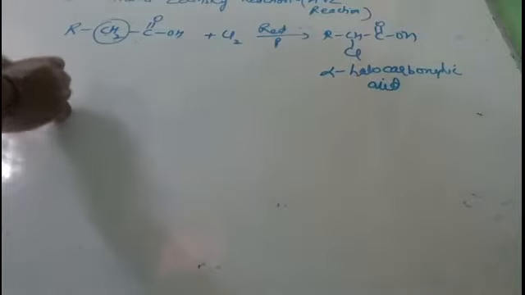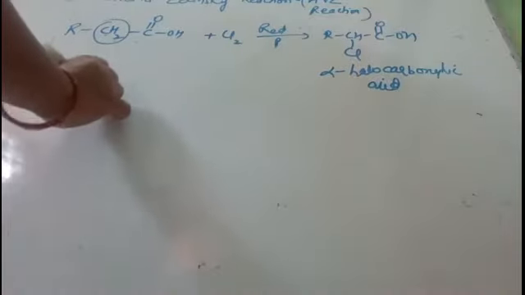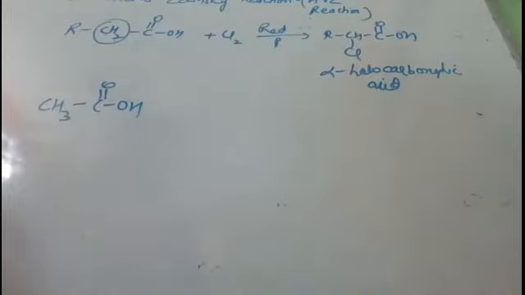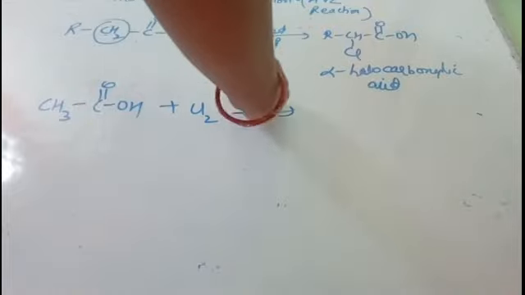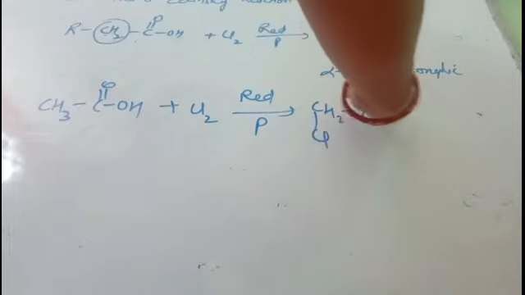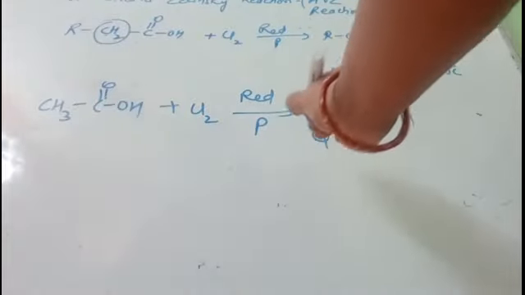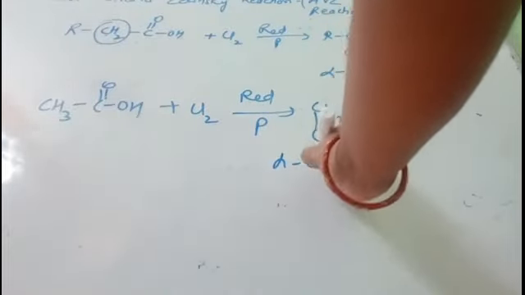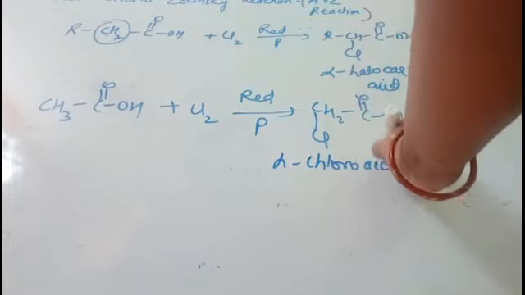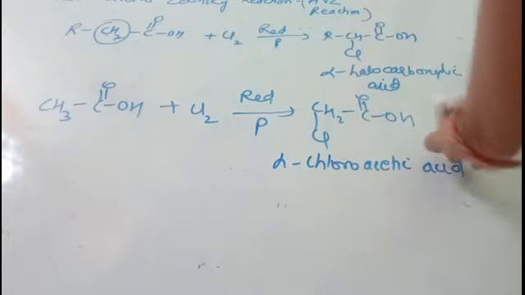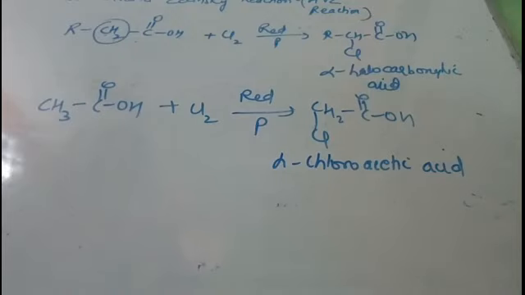Right. Let us take one example. Suppose we have ethanoic acid. Ethanoic acid contains this alpha carbon and alpha hydrogen. Then you react it with chlorine in the presence of red phosphorus. You will get alpha chloroacetic acid. Okay, so this is HVZ reaction. For this reaction it is a must that we should have alpha hydrogen.